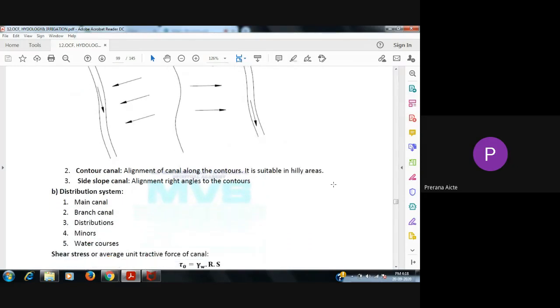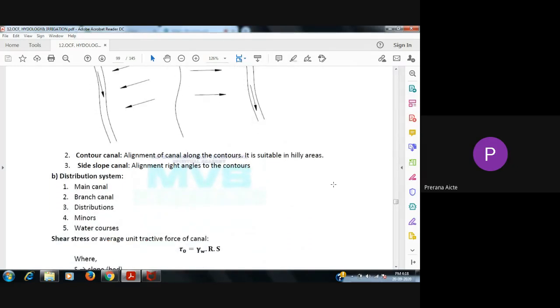So next is contour canal. You know contour. What is a contour? Actually, it is a general term. The lines joining equal levels, equal reduced levels, in a map are called contours. Like this, in a contour canal the alignment of the canal is along the contours. It is suitable in hilly areas. Then side slope canal: alignment is at right angles to the contours.